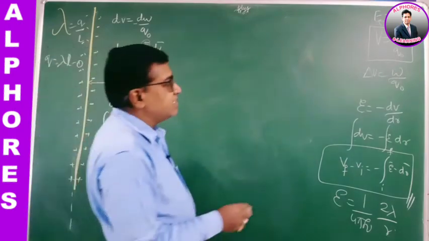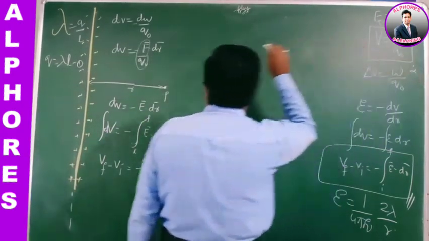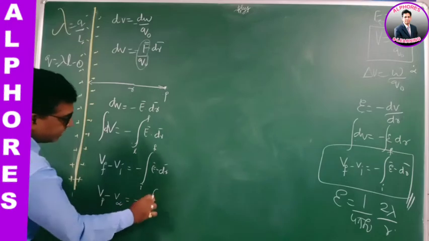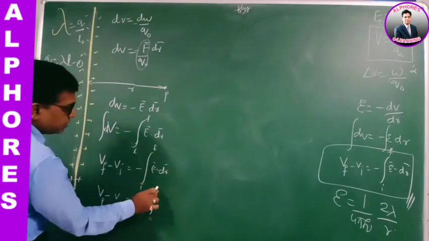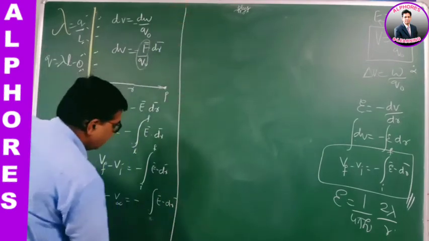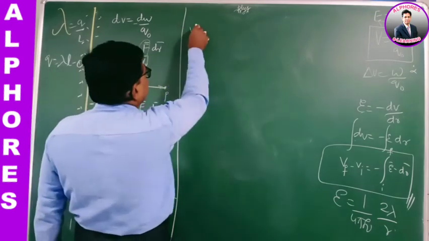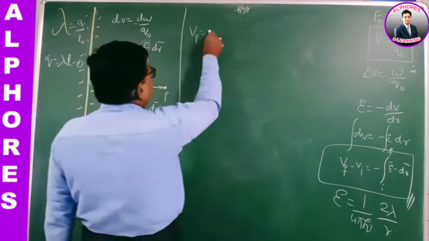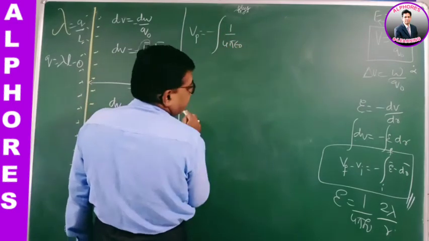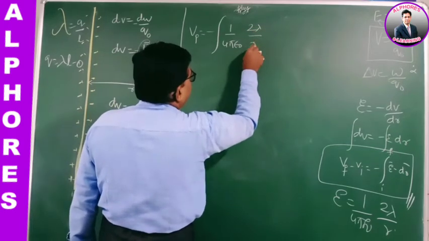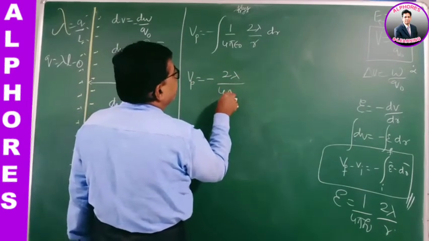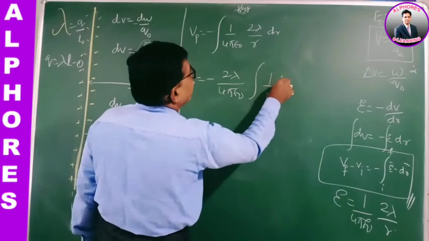Suppose I take the initial point to be at infinity and the final point at P. So potential at P minus potential at infinity is minus the integral from infinity to point P, at a distance r, of E dot dr. We know potential at infinity is 0, so potential at the point P is minus the integral of E. For a linear charge, E is 1 by 4 pi epsilon naught times 2 lambda by r. So potential at any point is minus 2 lambda by 4 pi epsilon naught integral 1 by r dr.